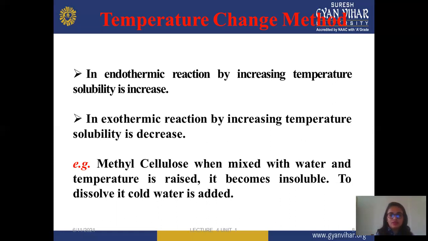Like methyl cellulose, when mixed with water and the temperature is raised, it becomes insoluble. To dissolve it, cold water is added. This is one example. Suppose you add methyl cellulose to water and mix at room temperature, and after a particular saturation point you start heating. At this high temperature, the methyl cellulose doesn't solubilize; it shows an insoluble precipitate. But when you dissolve this methyl cellulose in cold water, it easily solubilizes and shows a clear solution. So it is not necessarily true that a heating temperature is required. Sometimes a cold condition is also required to enhance the solubility.